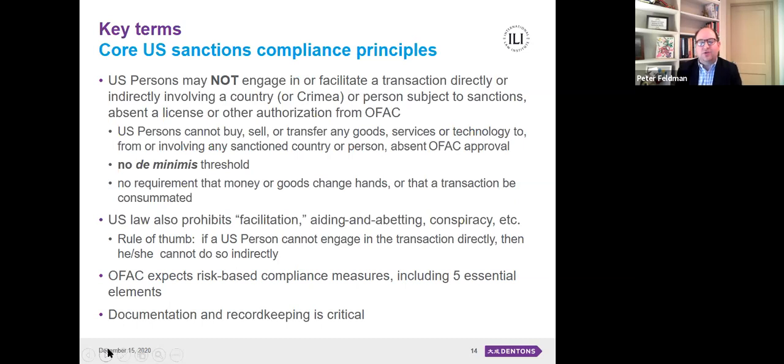And the 5 core components there are to demonstrate management's commitment, to perform risk assessments, to have internal controls and policies and procedures that are addressed to that risk assessment, to conduct testing and auditing to validate the effectiveness of those controls, and to conduct training regularly. One of the common themes across all 5 of those verticals is documentation and record keeping. If it isn't documented in real time, it may not have happened, at least from the view of the U.S. authorities. So with that, let me pause and turn it over to our next speaker.